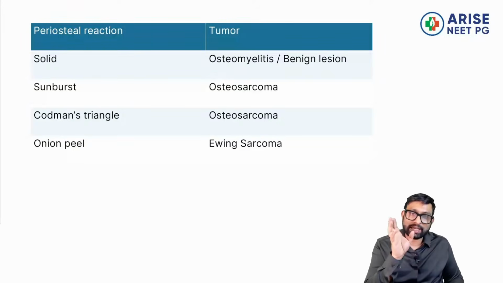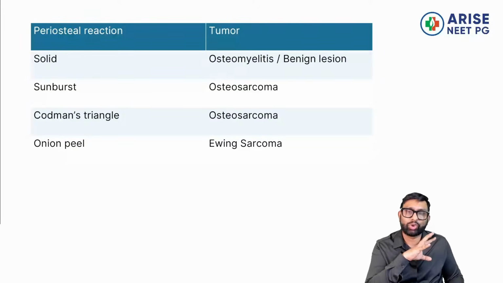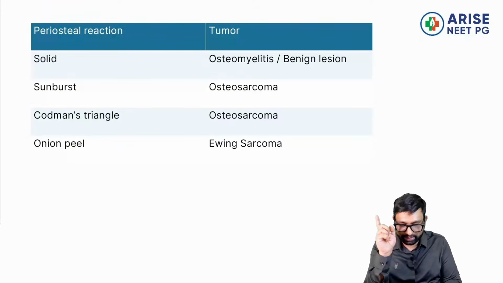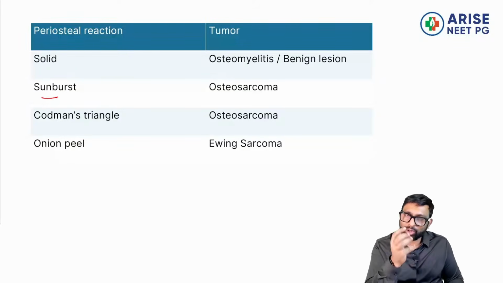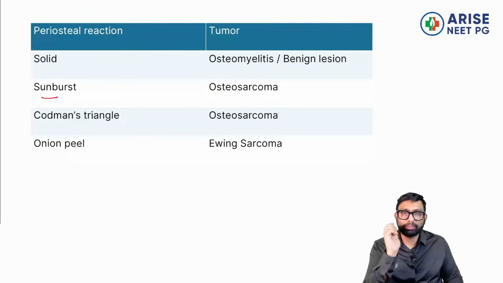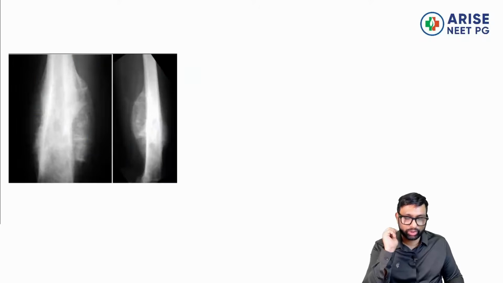If a patient has an aggressive or very aggressive Ewing sarcoma, he also can have a sunburst or a sun ray appearance. He also can have a Codman's triangle. Okay, remember this. It is commonly seen in osteosarcoma because osteosarcoma is a more common aggressive tumor. But sometimes Ewing sarcoma also can be an aggressive tumor, can present with a sunburst or Codman's triangle. Okay, so this is what you have to remember.